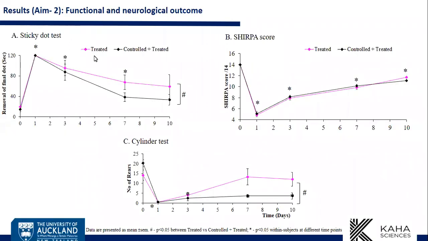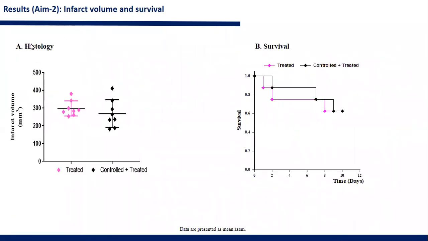Now, this is the functional and neurological outcome. As you can see, the result is similar to the first set of experiments: both groups showed initial deficit after stroke, but showed a recovery pattern closer to the end of the experimental protocol. And this is again the histological and survival analysis, and I did not find any significant difference between the two groups while evaluating the infarct volume and mortality.